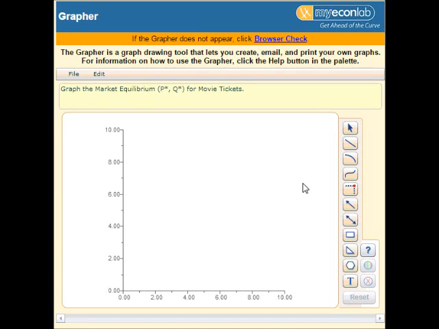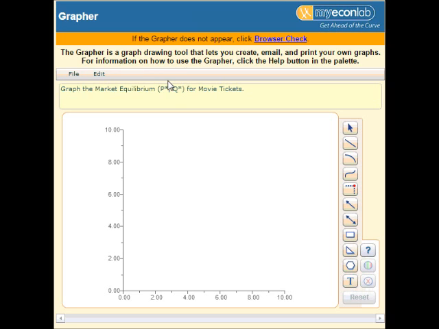For supply and demand, I'm going to ask you to do a number of graphs, and so I thought it would be useful to lay out the expectations on what a good graph looks like. So let's consider the question: graph the market equilibrium, that is P star and Q star, for movie tickets. If you recall, P star and Q star are the intersection points of my supply and demand.